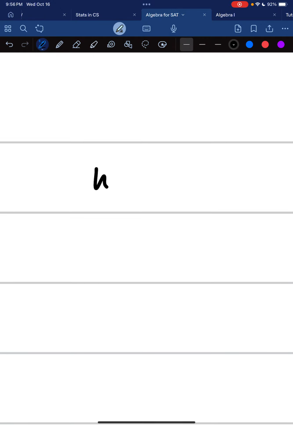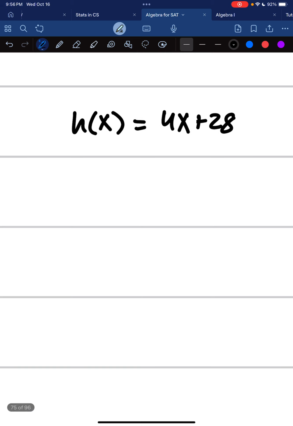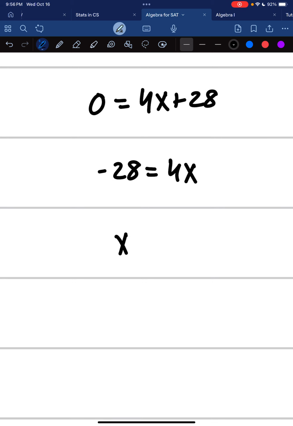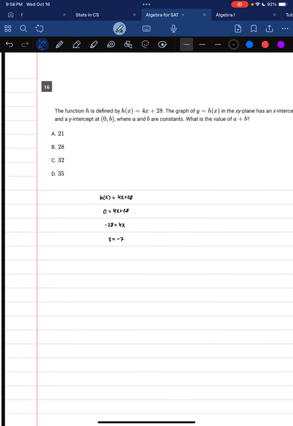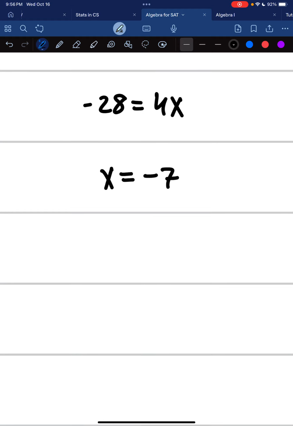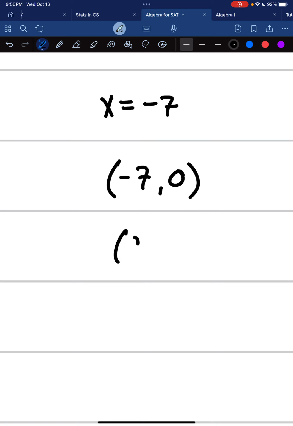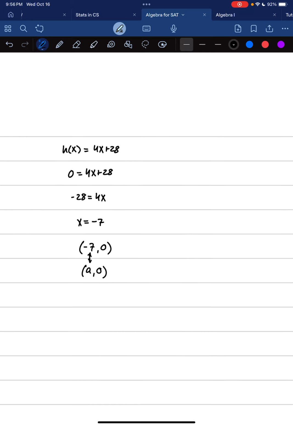So if we take h of x equals 4x plus 28, we can start with the x-intercept. We just plug in y equals 0, or h of x equals 0. So 0 equals 4x plus 28. Solve for x. x equals negative 7. So when they say that the x-intercept is (a, 0), this is at (negative 7, 0). The x-intercept is at (negative 7, 0). So then our a value is just negative 7.